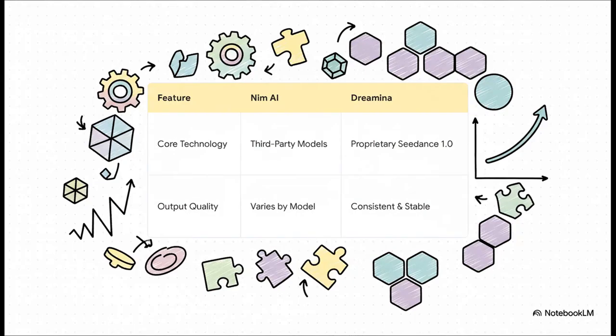In this chart, it lays it all out perfectly. With Nim AI, you're picking from a menu of different models. For a marketer trying to test 10 different visual styles, that's amazing. But it also means your quality can be all over the place. One day it's great, the next it's not. Dreamina, with its own model, is all about stability. You know exactly what kind of quality you're going to get every single time.